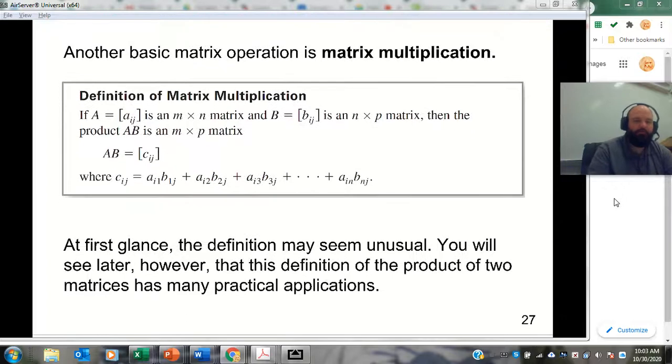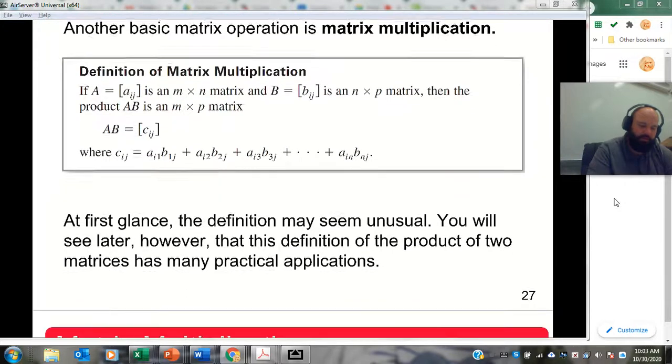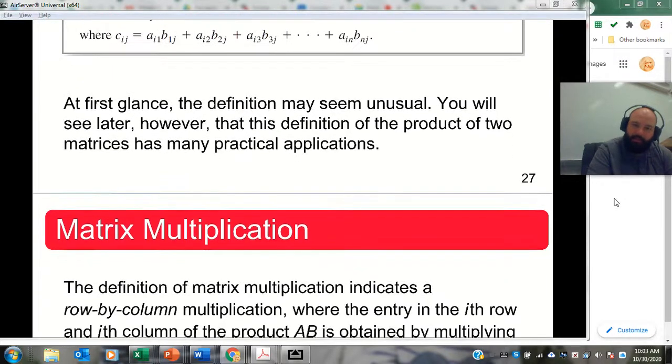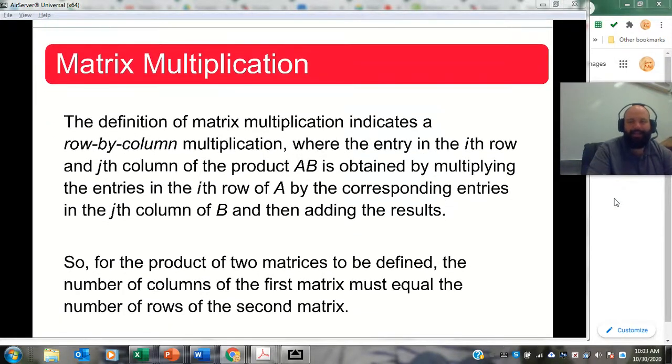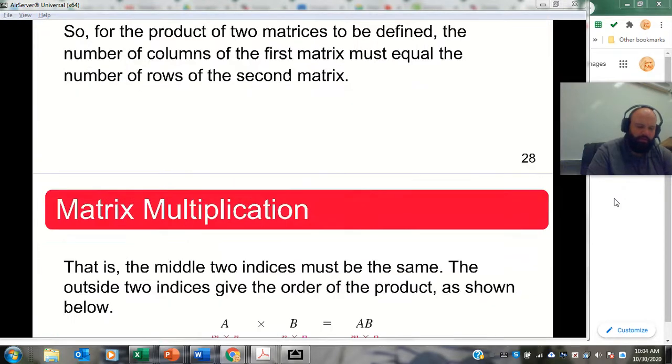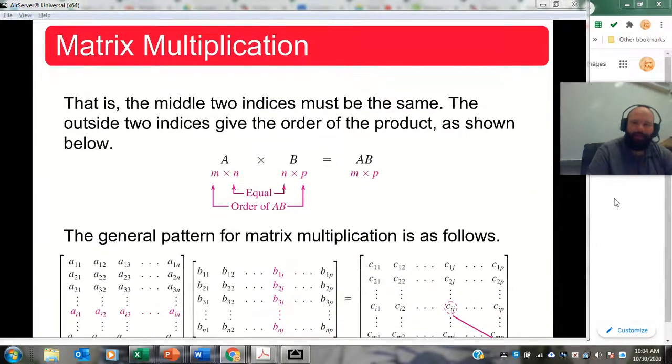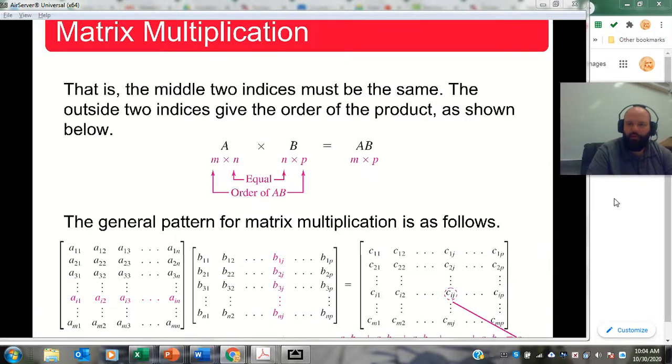Okay, now matrix multiplication. This is a little bit different than adding and subtracting. There's a lot of text in this slide, and I attached these slides as a PDF to the post in Google Classroom. You can read those if you want to. I'm not going to read them to you. I think it makes it more complicated. I'm just going to show you an example.